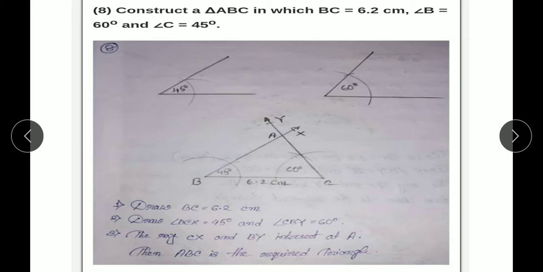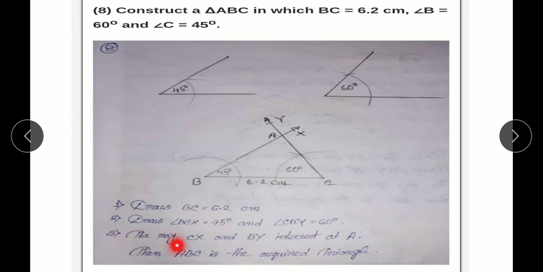Draw, don't forget. Okay, I will rectify here. Here will be angle BCY and CBX, which intersect at A. The angle BCX, sorry, BCY should be 60 degrees. How to make 60 degrees? Here is the diagram. And angle CBX should be 45 degrees.